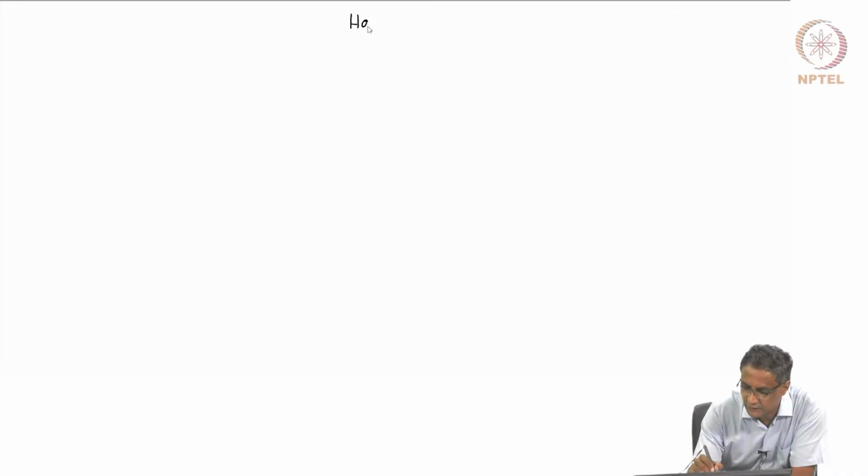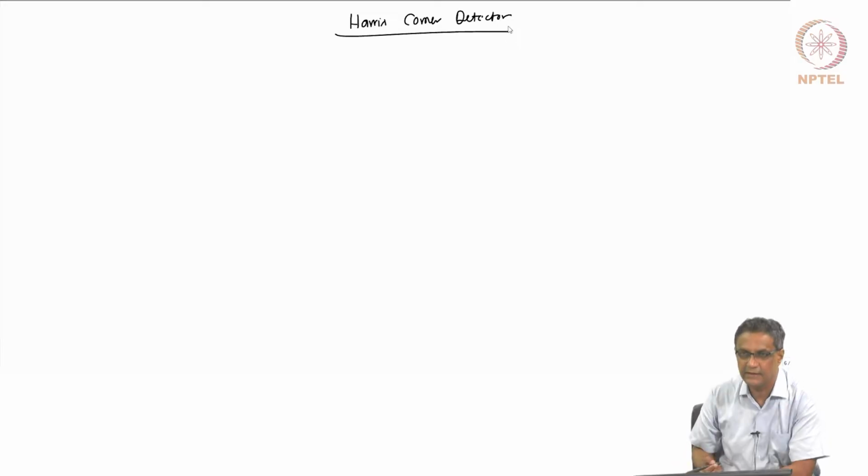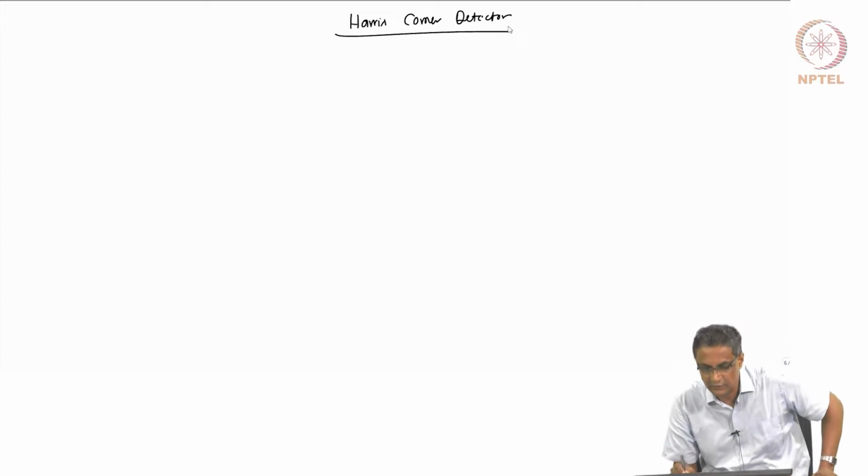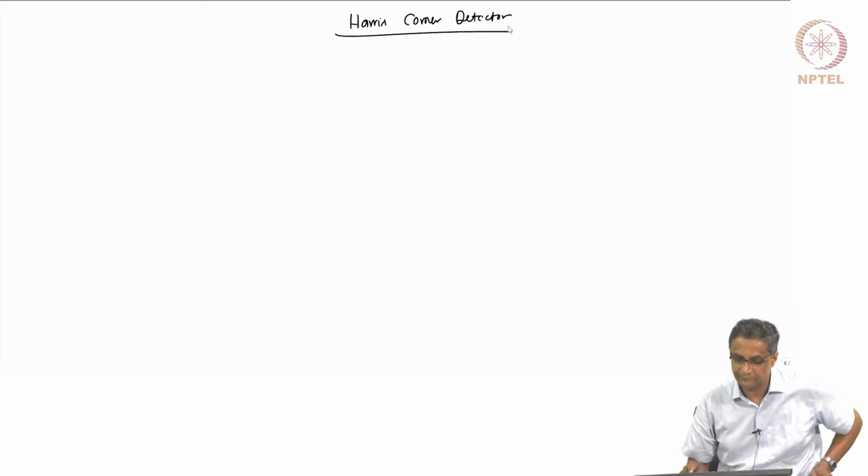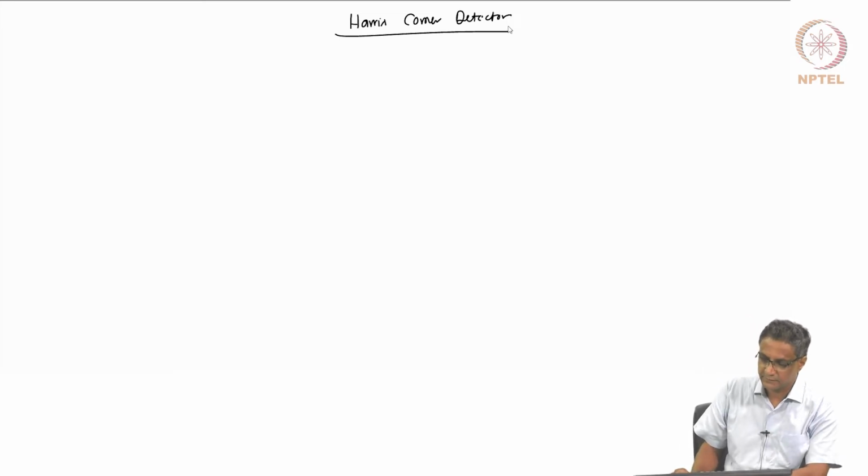It's called the Harris corner detector. It goes after the people who worked on this problem. HCD, if you will, Harris corner detector. Harris is somebody's name. This was a paper, actually interesting, it was a conference paper.